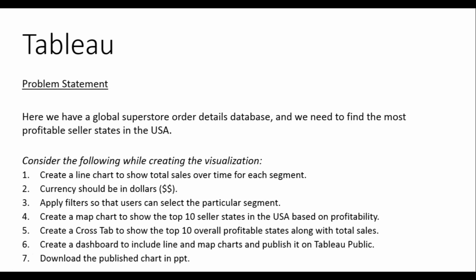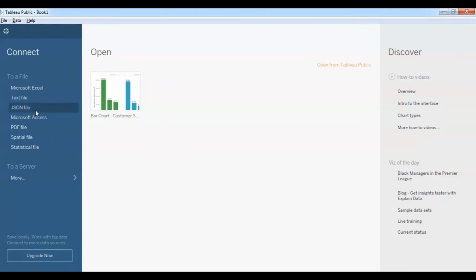Welcome all. In this tutorial, we will start working on the first point, that is, create a line chart to show total sales over time. A line chart is especially useful when you want to see the changes in data over time. For example, you want to see whether sales are going up or not, what the future trend in the data is. So let's open Tableau Public and then connect it to our Excel data source.